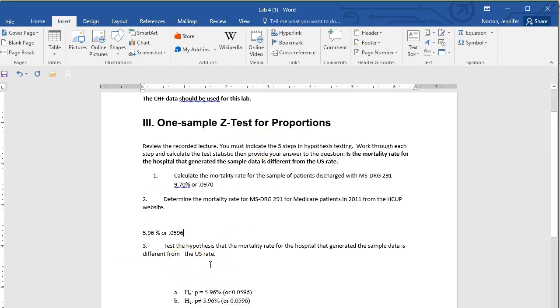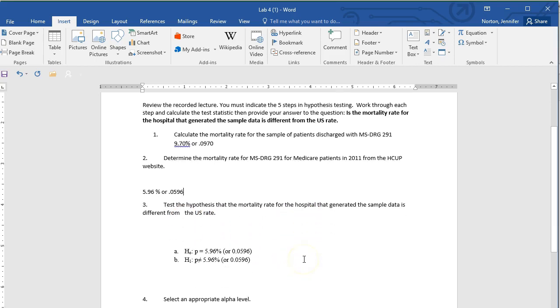Okay. So the next thing we do, once we have that information, is we identify our null and alternative hypothesis. And remember I said earlier, for the sake of what we're doing in this class, we are always looking at whether something is equal to something else. That's how we're basing our tests. Our null hypothesis is our proportion, so that's the P, equals 5.96 or 0.0596, because this is the number you're going to need to plug into your formula. Our alternative hypothesis is that they are not equal. Our proportion is not equal to 5.96.